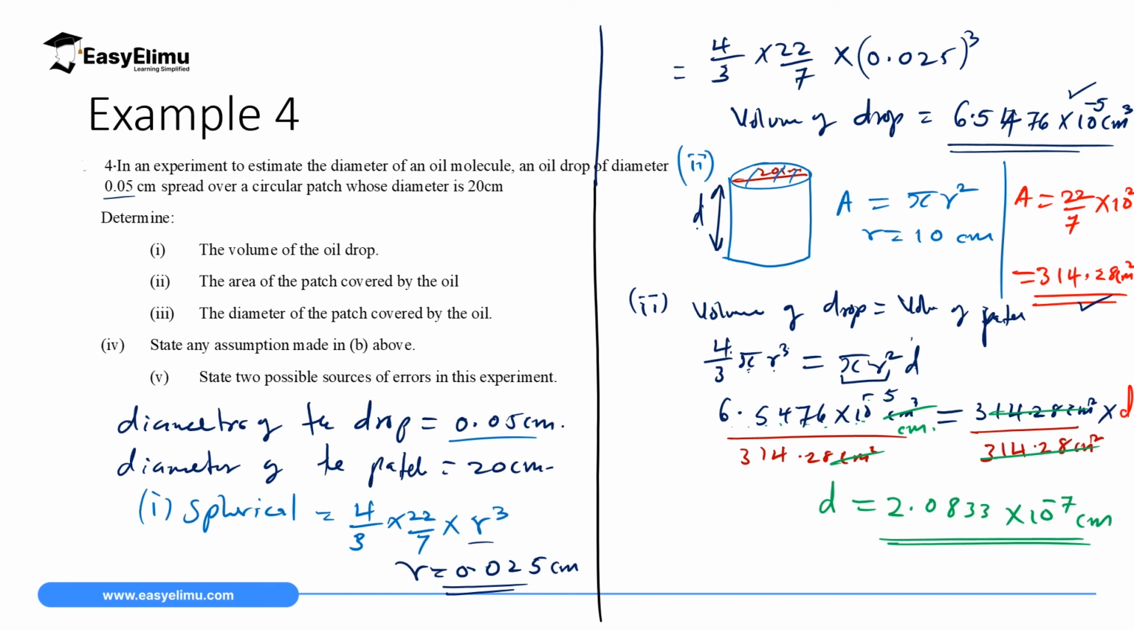Then state two possible sources of error. Sources of error, I told you, are associated with the measurement. What have they measured here? They measured the diameter of this drop. So the first source of error is an error associated with the measurement of the diameter of the drop. The second source of error is the measurement of the diameter of the patch. When they are measuring this diameter of the patch, they might make an error. So those are the two sources of error.